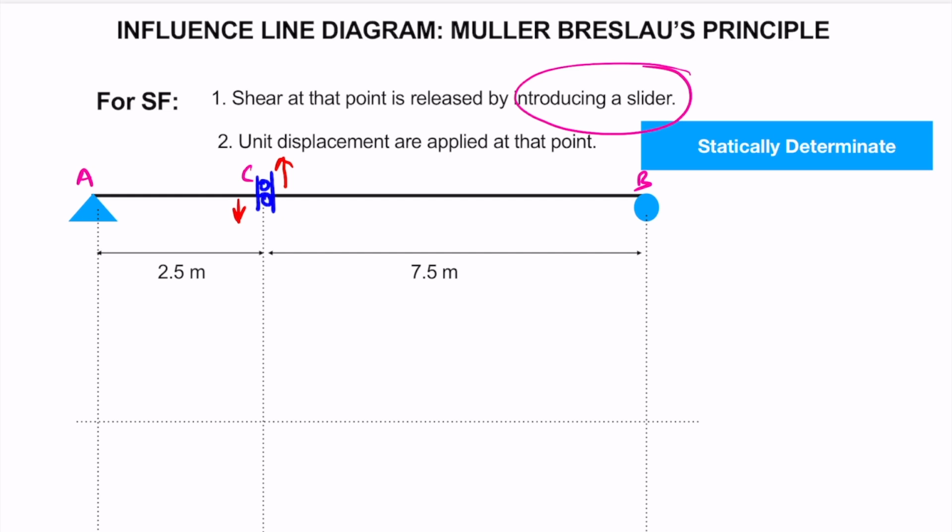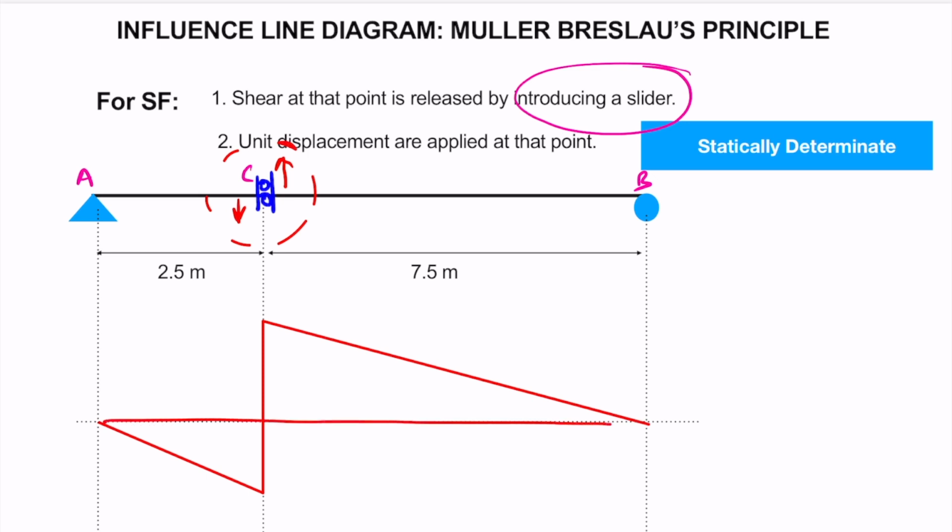So let's draw the deflected shape after introducing this slider and displacing the beam like this. The deflected shape will be like this. So this will be the ILD for shear force at point C.